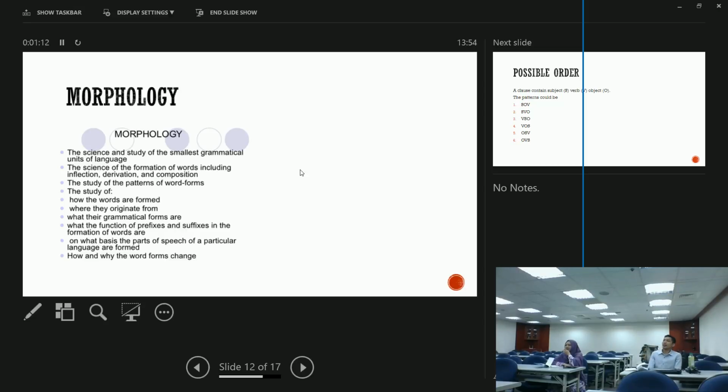So this semester we learn about morphology and syntax. And what is the benefit? Why do we learn morphology and syntax? First, it helps us to pronounce better, have a good pronunciation. Second, it improves our vocabulary. So when you learn morphology and syntax, you will enrich your vocabulary. And also, it will help you in academic settings.